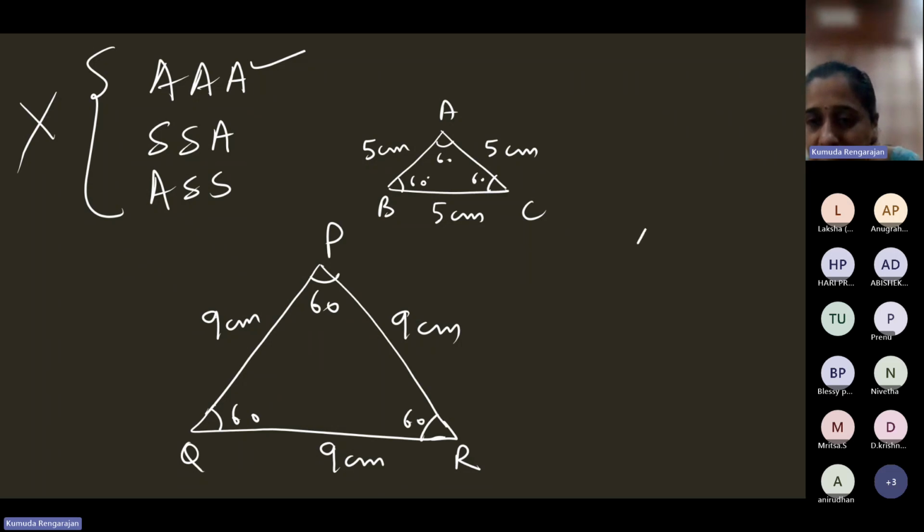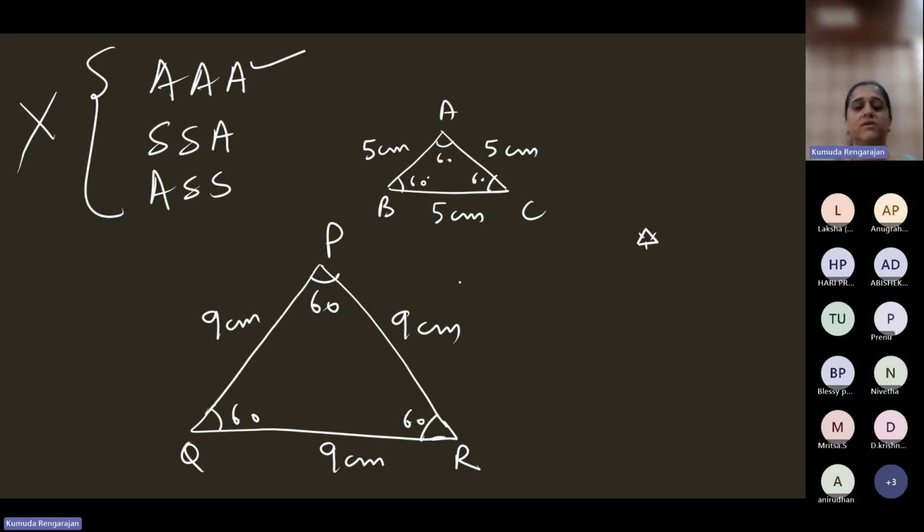Even if you take a very small triangle, and if it's equilateral, the angles will measure 60 degrees. However small or big the equilateral triangle is, each angle of the equilateral triangle will measure 60 degrees.